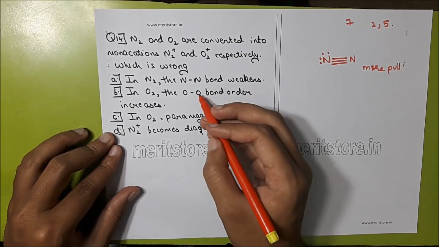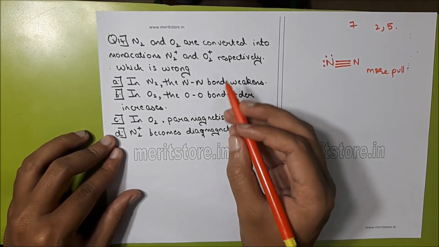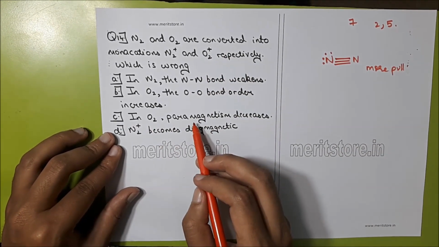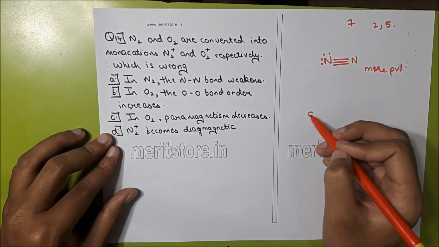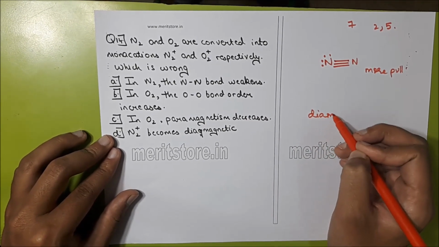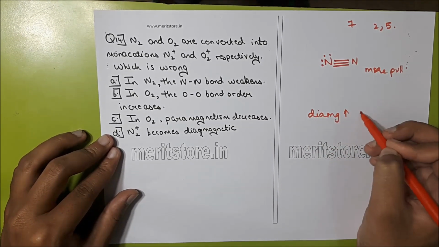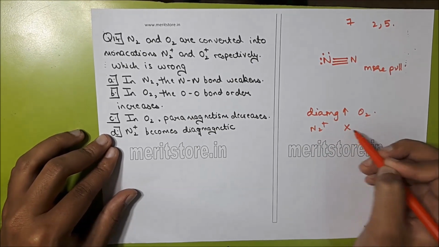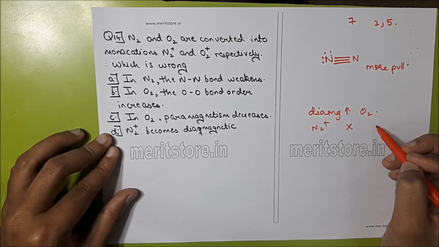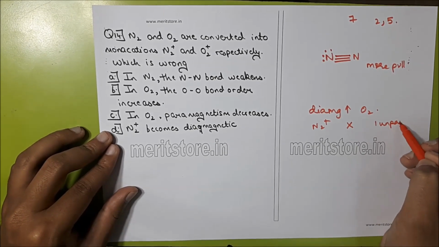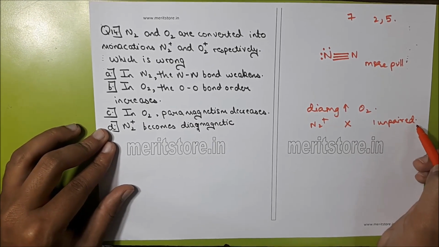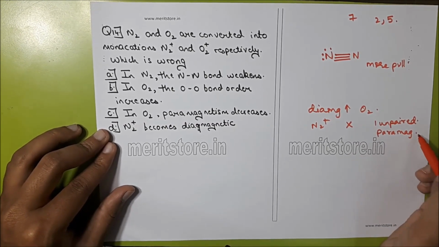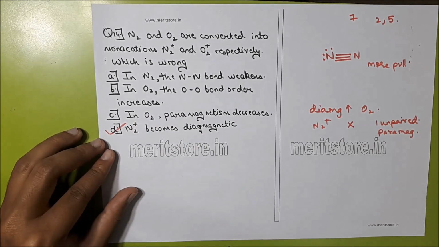Then for oxygen, the O-O bond order increases as one electron is removed because of one positive charge. The oxygen paramagnetism decreases and diamagnetism increases for O2+. N2+ becomes diamagnetic, which is wrong. N2+ has one unpaired electron, so its paramagnetic character increases and it becomes paramagnetic. So option D is the incorrect statement and the correct answer.